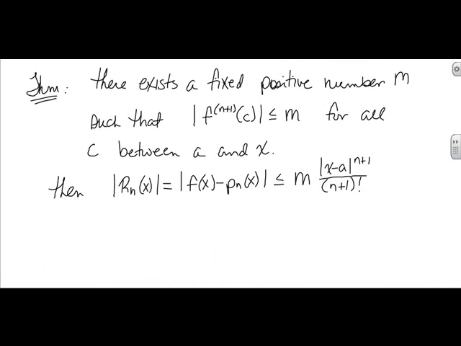So assuming there is some fixed positive number M that is basically an upper bound for the value of that derivative for all values of c between x and a, then the error, absolute value of the remainder, will be less than or equal to that maximum number M times absolute value of x minus a to the n plus 1 power divided by n plus 1 factorial.